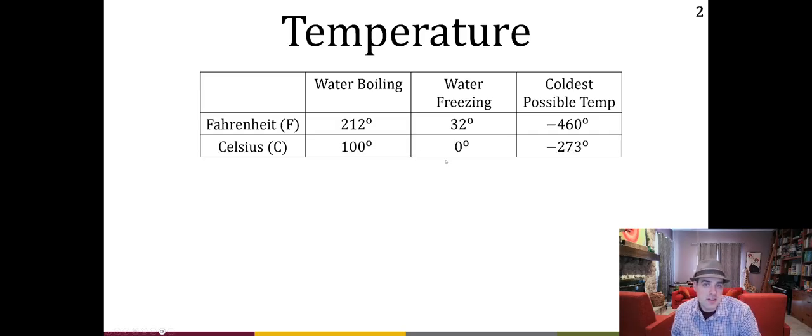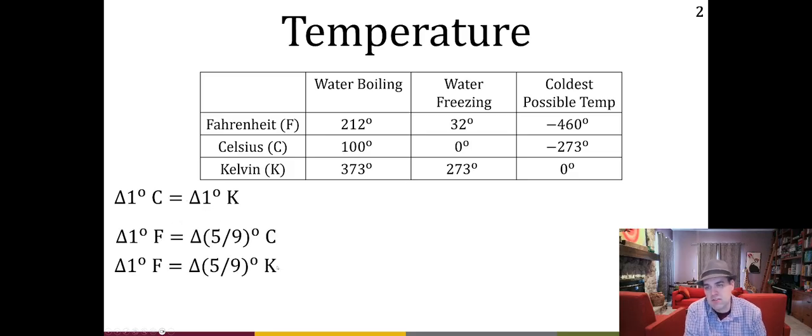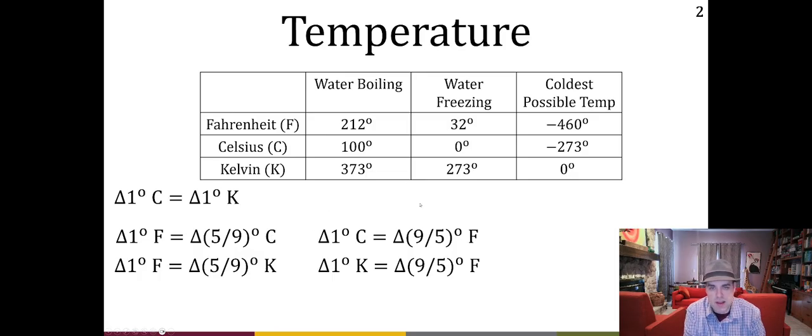Similarly for Celsius, water freezes at 0 and boils at 100, so some nice numbers between these two. And the coldest possible temperature is -273. And our last one is Kelvin. They decided to move the 0 from freezing to the coldest possible temperature, but they kept the same increments between freezing and boiling. So there's a 100-degree increase in Celsius and a 100-degree increase in Kelvin. That's not true for Fahrenheit, though. What this means is a change in 1 degree Celsius is the same as a change in 1 degree Kelvin. But between Fahrenheit and Celsius or Kelvin, it's 5/9 or 9/5, depending on which way you go.